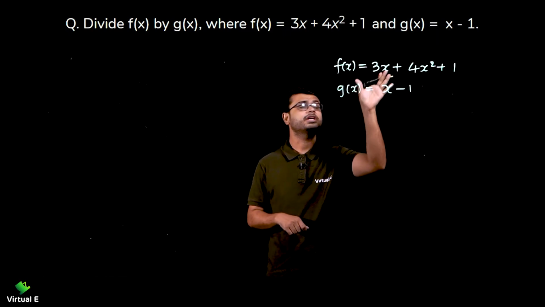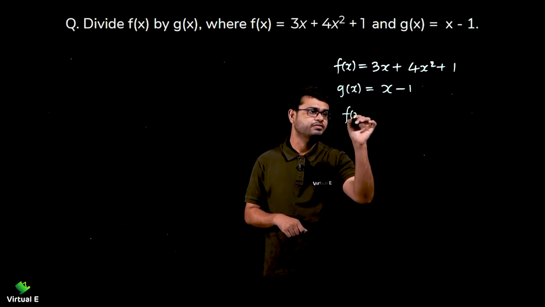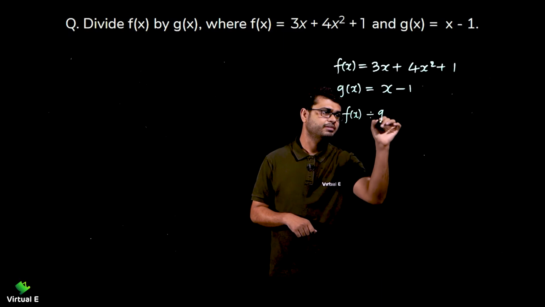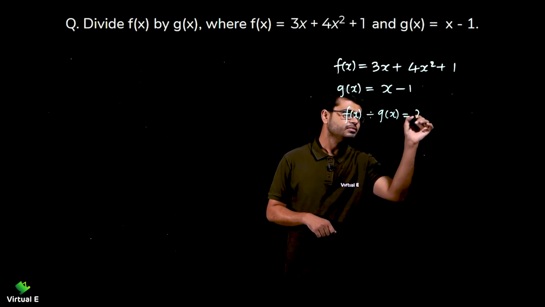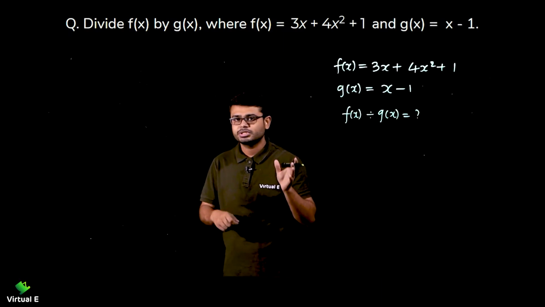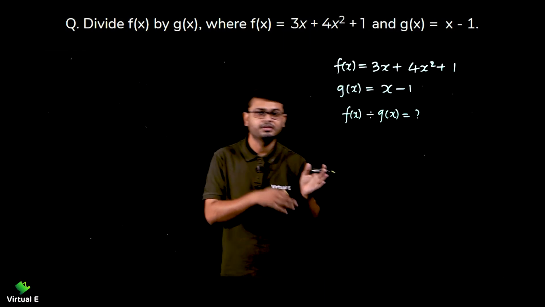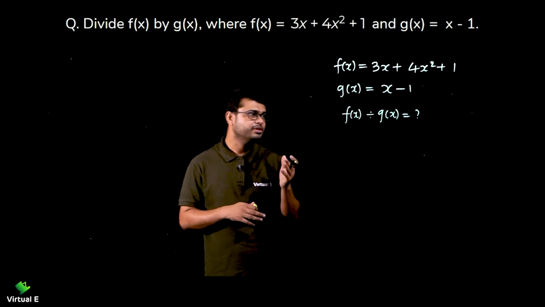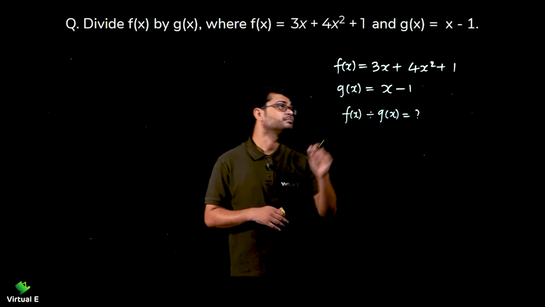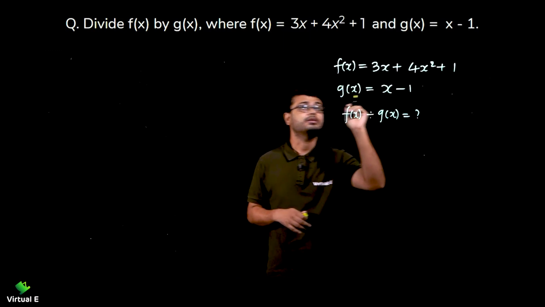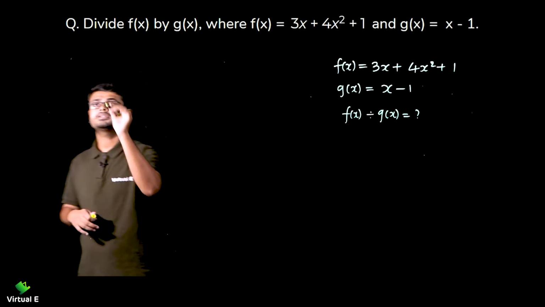Now we need to divide them. This is what we need to find: f(x) divided by g(x), question mark. We'll get one quotient, and if there is any remainder, we'll get that as well. If there is no remainder, then we'll get 0. Now let's arrange them. So let's start with it.